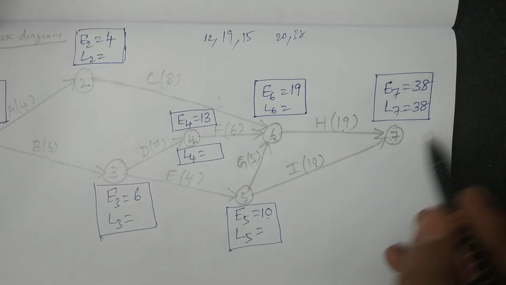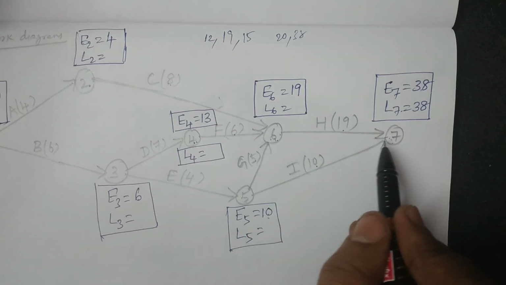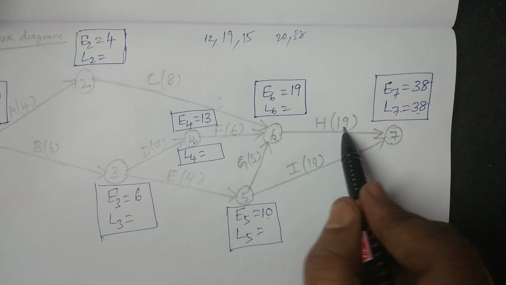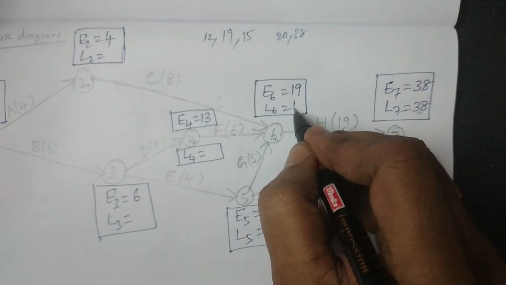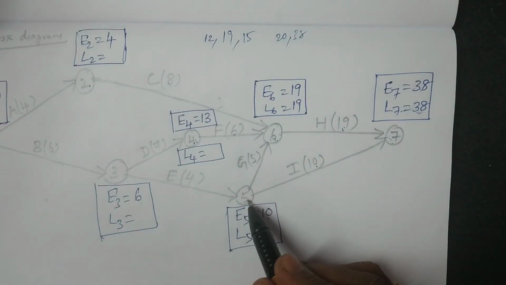Coming back from 7 to 6, we have only one connector. So therefore L7 minus D67, it is 38 minus 19, it is 19. Okay, right? And then move to the fifth one.